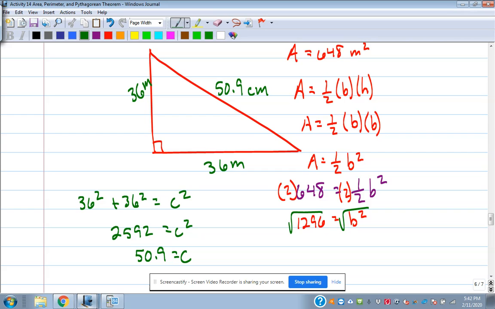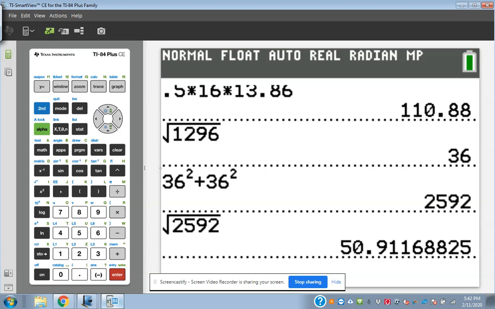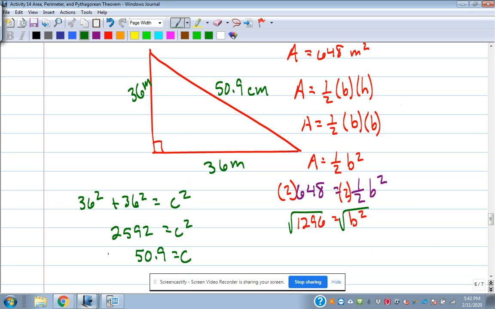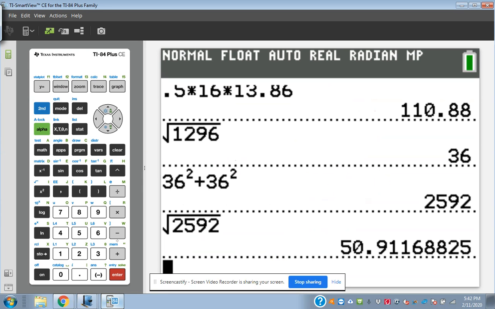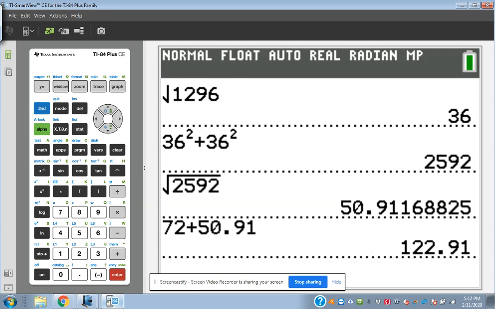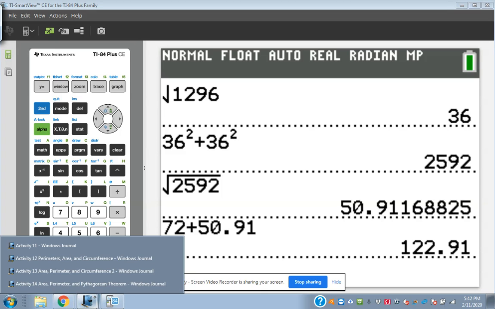Oh, it says round to the nearest hundredth of a meter. Sorry, I didn't read the last line of the problem. So I'm going to go 50.91. Doesn't really make that much difference, but. And then we got to find the perimeter. 36 plus 36 plus 50.91. So 72 plus 50.91. Pretty boring thing here. 122.91.